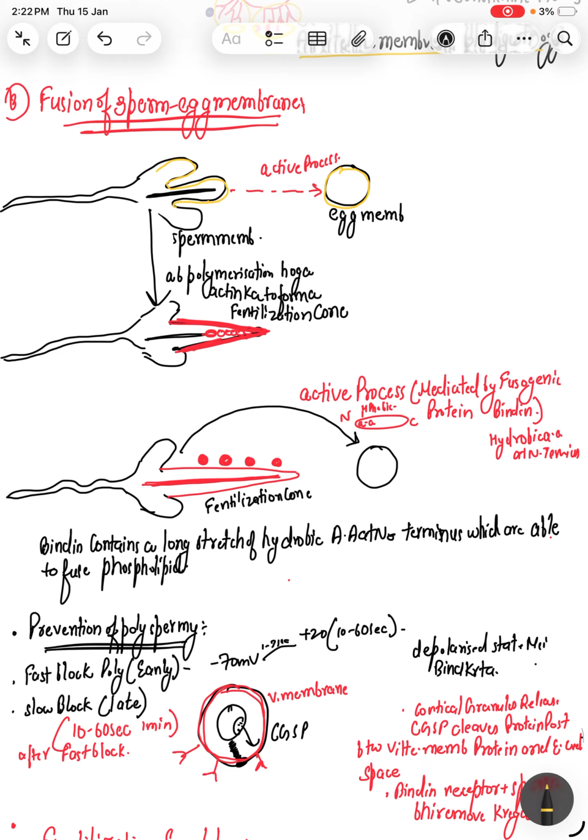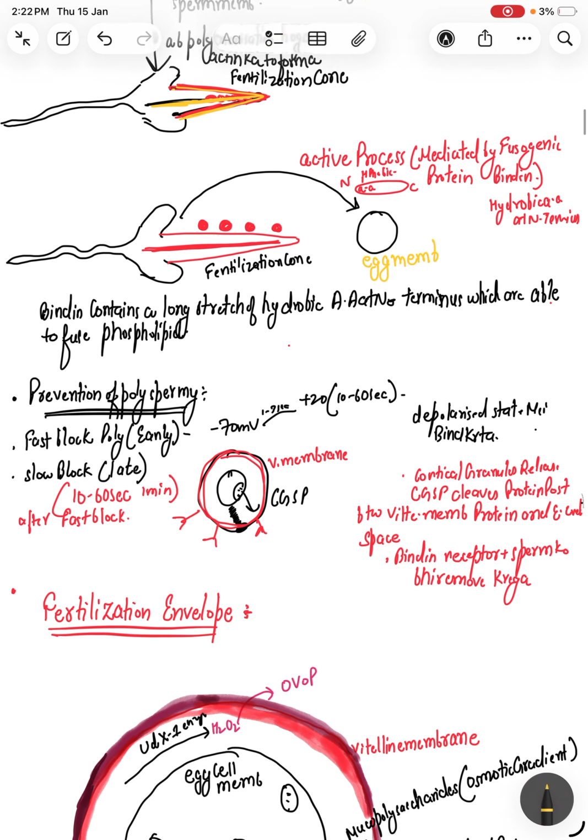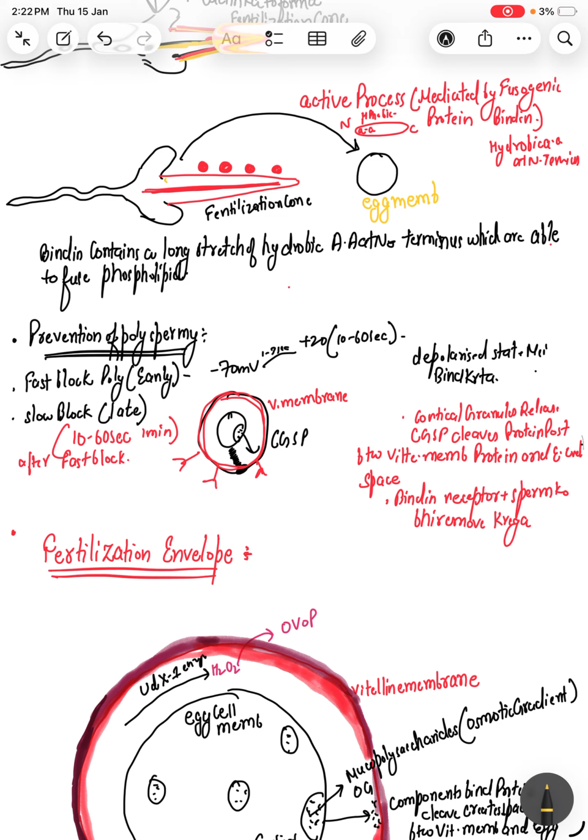Now, polymerization of actin. This is the actin which is present in the sperm. It polymerizes and forms a fertilization cone. Now, this fertilization is an active process. Now, it will go and bind to the egg membrane, and there will be fertilization, which is external fertilization. When this fertilization cone is formed, it will go and bind to the egg membrane and fertilization will take place, which is the combining of the female egg with the male sperm, and there will be formation of the zygote outside the female body in water.